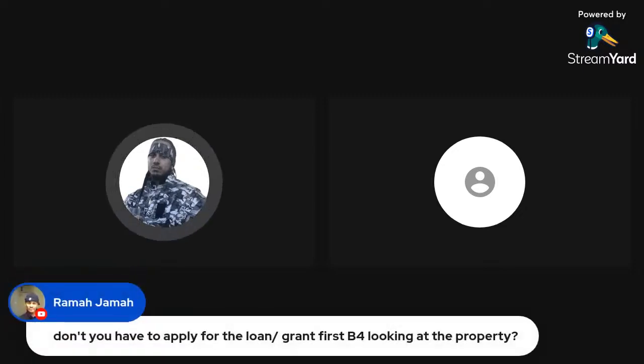So it says, don't you have to apply for the loan grant first before looking at the property? The first thing you have to do is look up and research a list of lenders in your state, FHA programs that will give you the funding first. See what their qualifications, rules and regulations are. What I'll go over is the general things that they offer, but some programs differ in small things here and there.